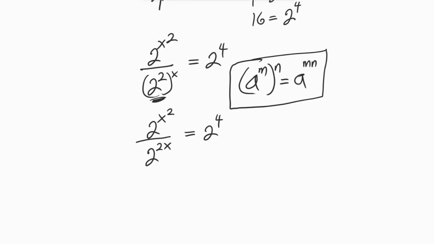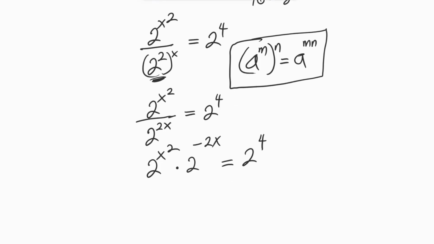Now we have the left-hand side and right-hand side in the base of 2. Now, the denominator, 2 raised to the power 2x, we can move to the top. And if we do that, the 2x gains a negative sign, and it becomes 2 raised to the power x squared times 2 raised to the power minus 2x equals 2 raised to the power 4.